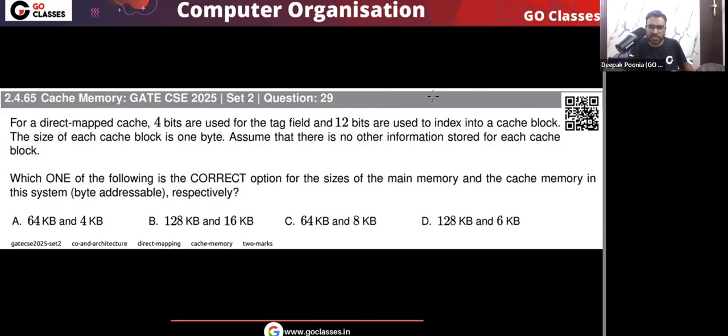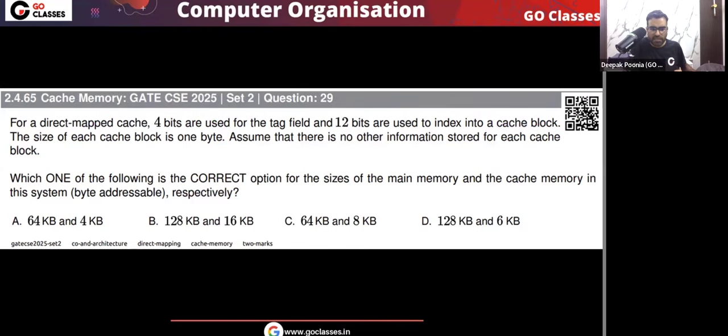That is the reason this statement is given, that 12 bits are used for index into cache block, meaning index into cache line. In the set associative cache, we will say index into cache set. Yes or no? If the same question is for set associative cache, then here we will say index into cache set. But in the direct mapped cache, we will say index into cache block. Okay. The size of each cache block is 1 byte. Assume there is no other information stored in any cache block.